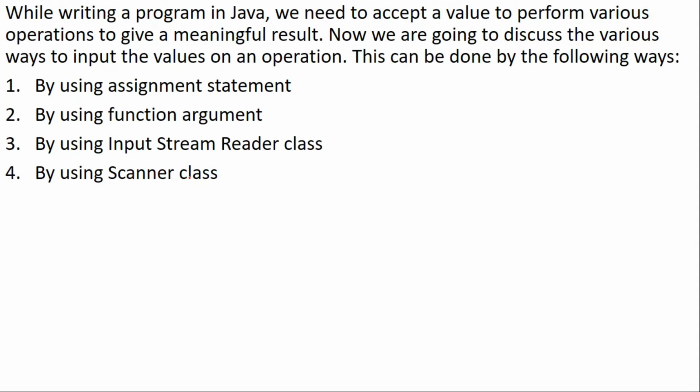Now while writing a program in Java, we need to accept a value to perform various operations to give a meaningful result. Now we are going to discuss the various ways to input the value to an operation. This can be done in the following ways. Number 1 is by using assignment statement. Number 2, by using function argument. Number 3, by using input stream reader class. And number 4, by using scanner class.